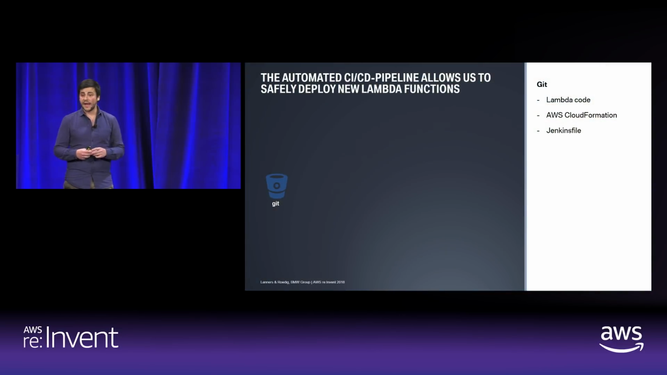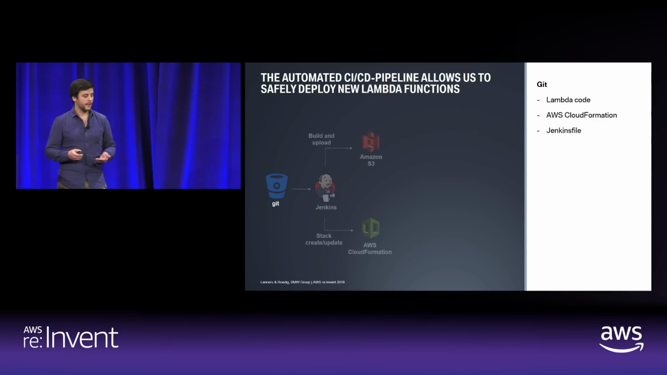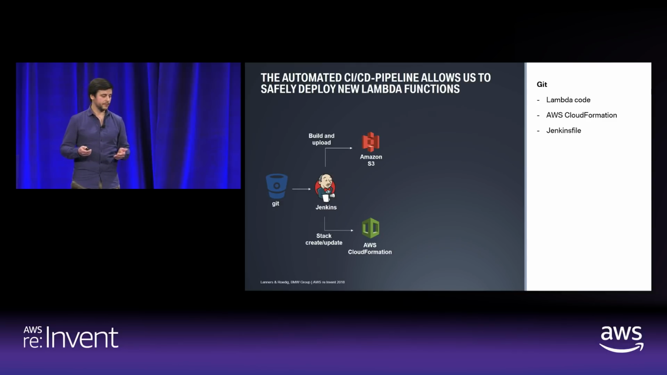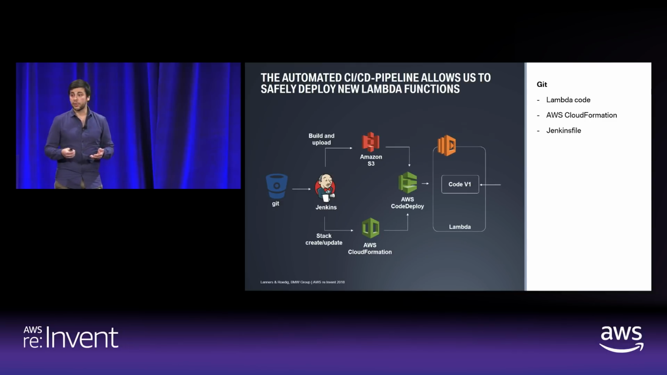We store all relevant artifacts for our Lambda function within our on-prem Git repository. Jenkins takes the artifacts and uploads them. The code goes to S3, and the CloudFormation stack is initially created or later updated. CodeDeploy deploys the code from S3 to the newly created Lambda function.